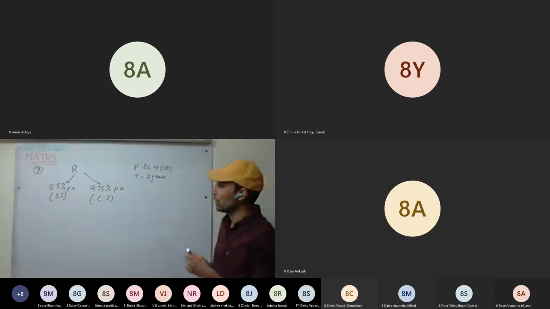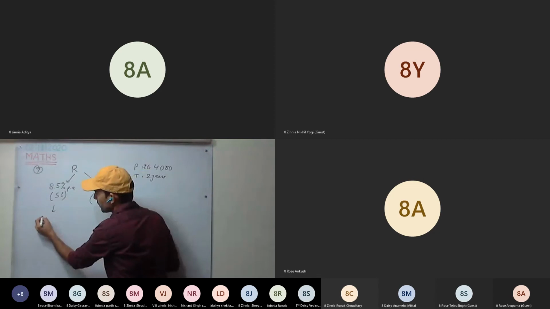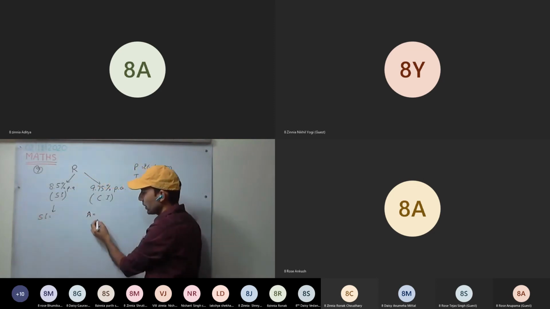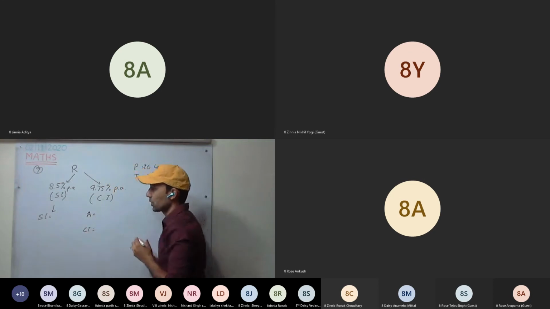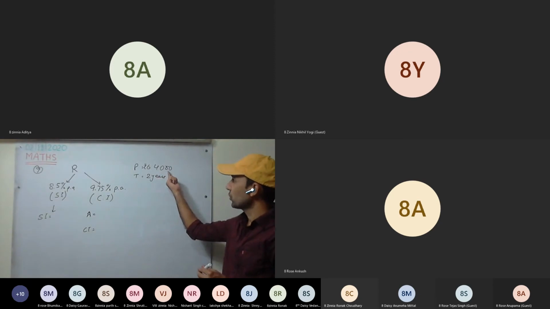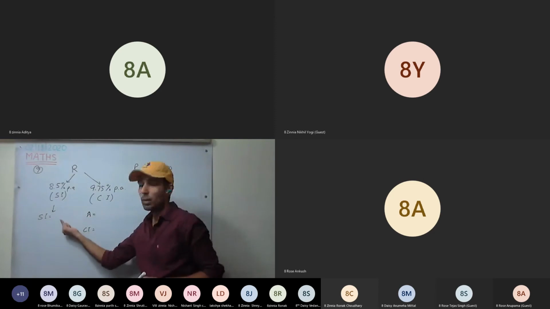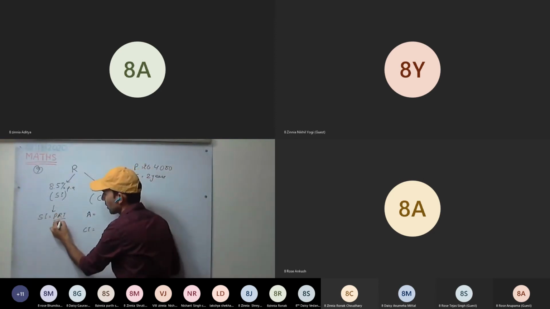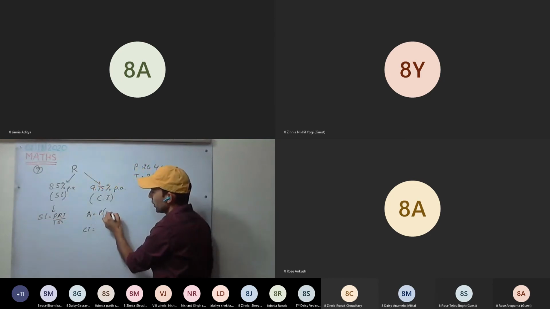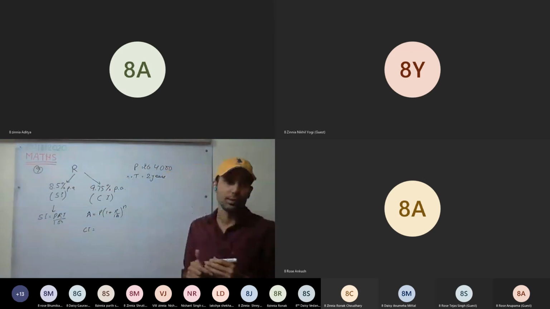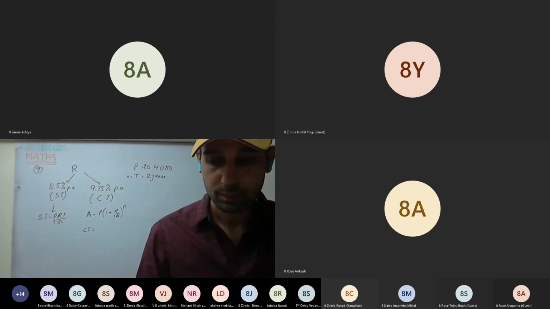By how much? Calculate the simple interest here, and calculate the amount first, then the compound interest. The principal is 64,000, the time is 2 years. Put the formula PRT upon 100 and calculate the simple interest. For the amount, calculate P times (1 plus R upon 100) raised to power n, where n is 2 years.